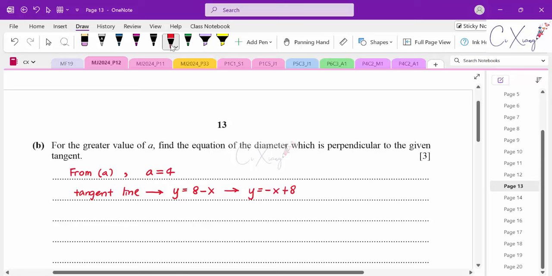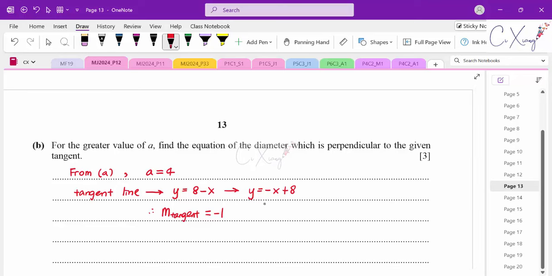So from here, you know that the gradient of the tangent is equal to negative 1, because you have negative x. In y equals mx plus c, the m is -1. And why do I need this gradient of the tangent? It is because later I want to form the equation which is perpendicular to the tangent. To find the gradient for the perpendicular line, I need to use this.